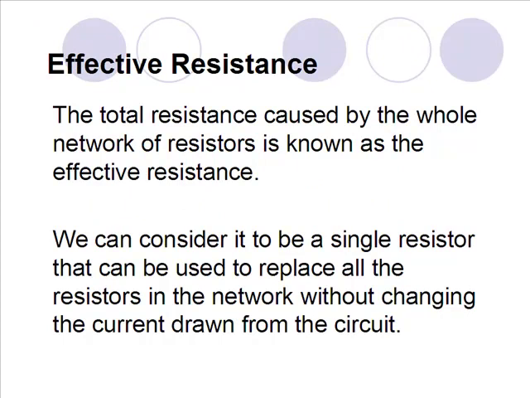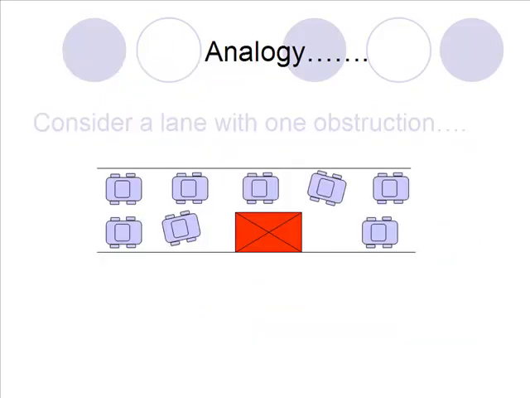The effective resistance is the total resistance caused by the whole network of resistors. It means the resistance of the single resistor that is equivalent to those individual resistors added together. So we are finding the effective resistance in this case for a parallel circuit.